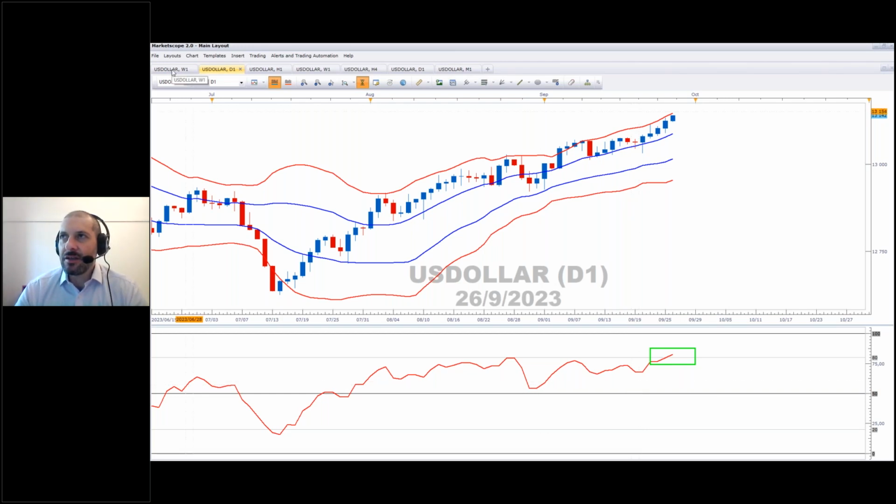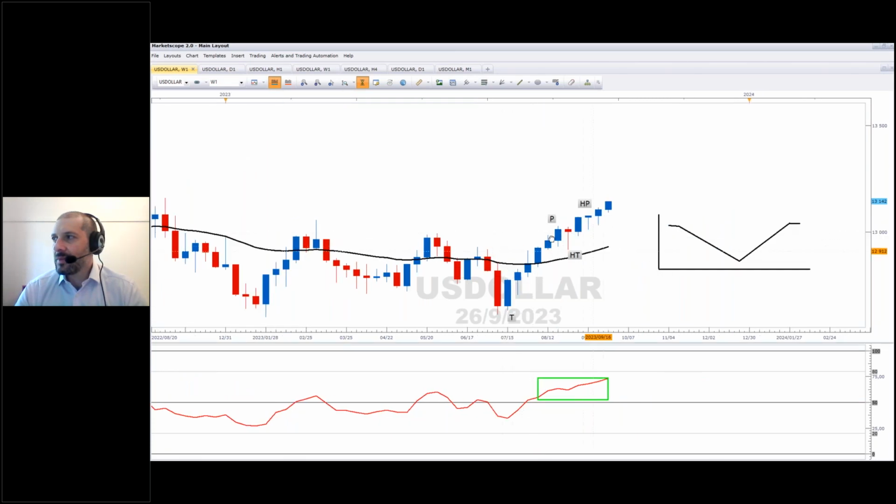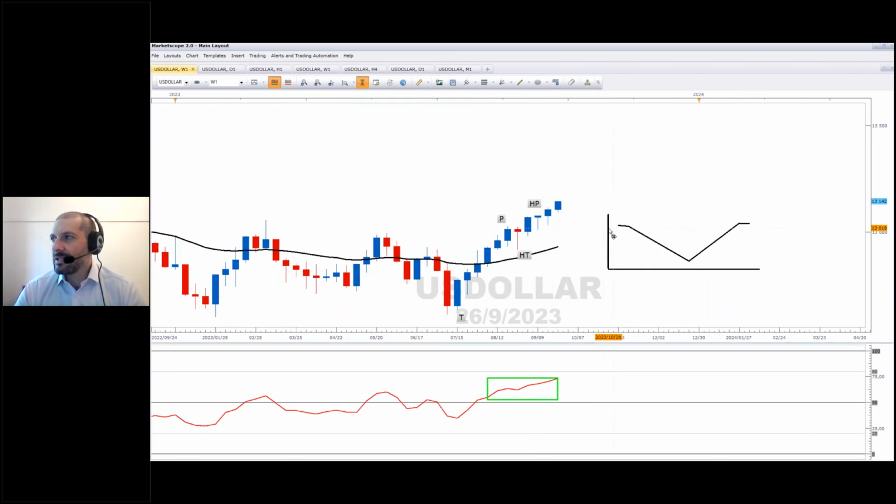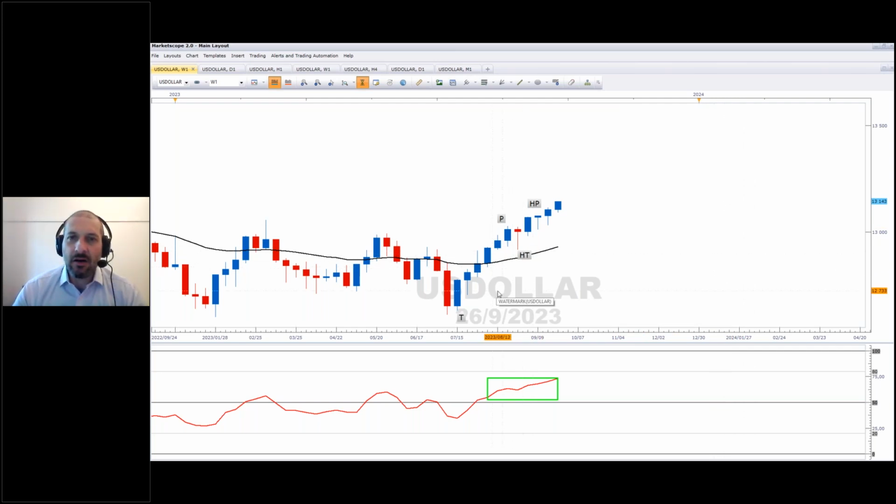And let's just take a look at the US dollar on a weekly basis. And what we can do, let's take this out. That was from a week ago. What we can do is just keep an eye on the trend. So the trend is up. How do we know the trend is up? We determine trend using peak and trough analysis. So we've got a higher trough followed by a higher peak.